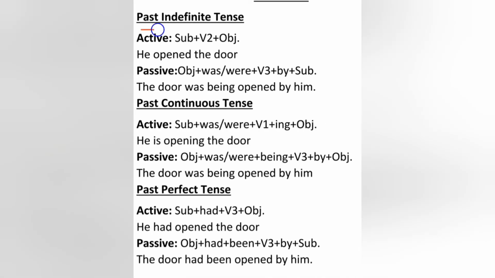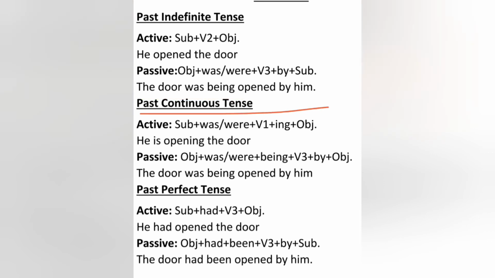Past tense, past indefinite tense. The methodology is subject plus second form of verb and object. For example, he opened the door. The passive methodology would be object, was or were, third form of verb, by and subject. For example, the door was opened by him.